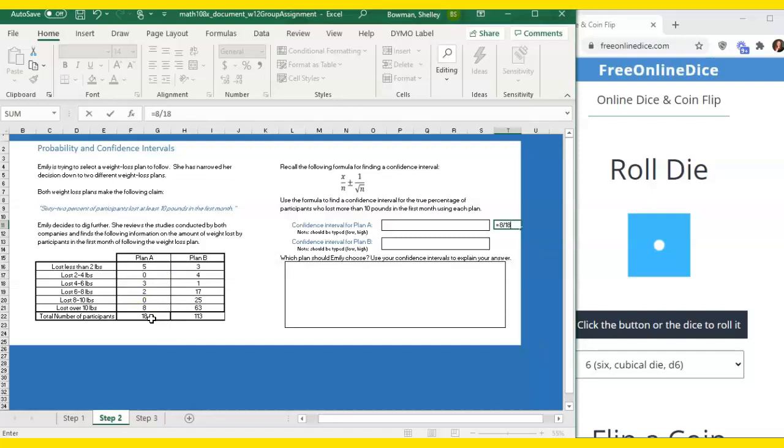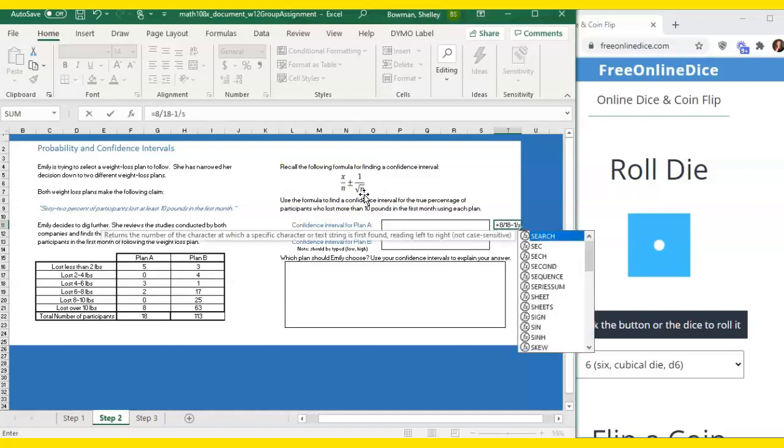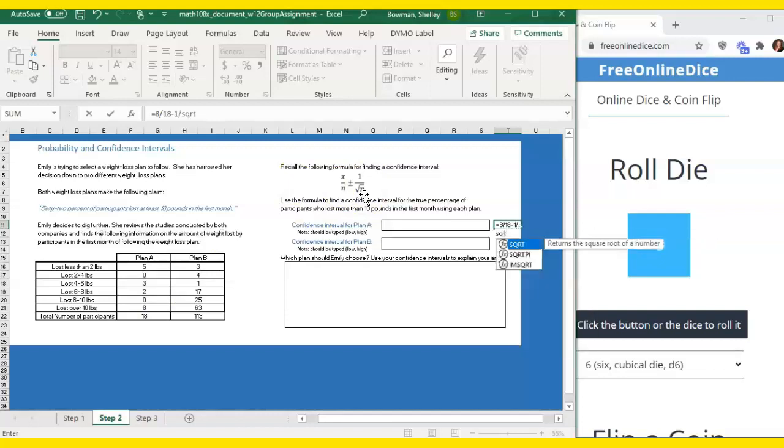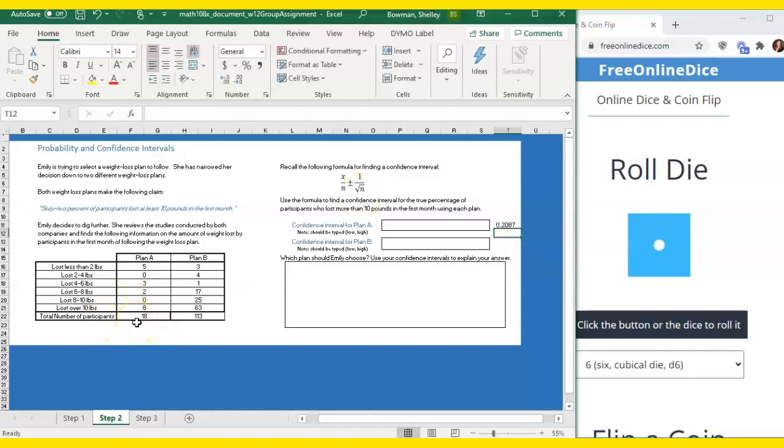Now, for the lower end of the confidence interval, we want to subtract. Then we want 1 over the square root of n. To type that into Excel, we do 1 divided by SQRT, open the parenthesis, and again, I'm not going to cell reference, I'm going to type in n. In this case, the size of our group is 18. Press enter, and we have it. That's the lower level for our confidence interval.